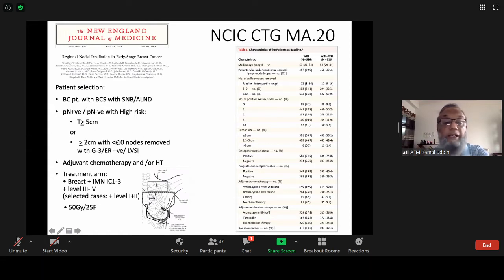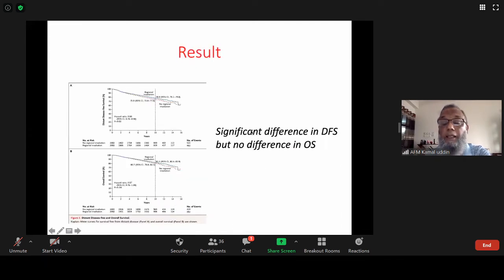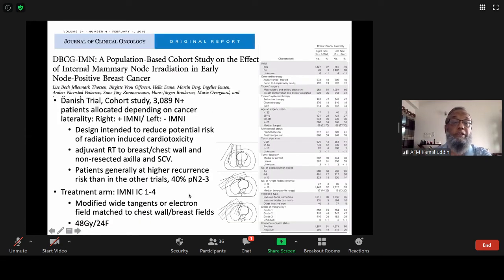So they took the high risk group and gave adjuvant chemotherapy and/or hormone therapy, and they stratified by giving adjuvant radiotherapy including IM node, level 3 and 4, and the dose was 50 gray in 25 fractions. And here they have shown that a significant difference was observed in distant disease-free survival, but not significant in OS. So this was a Dutch trial.